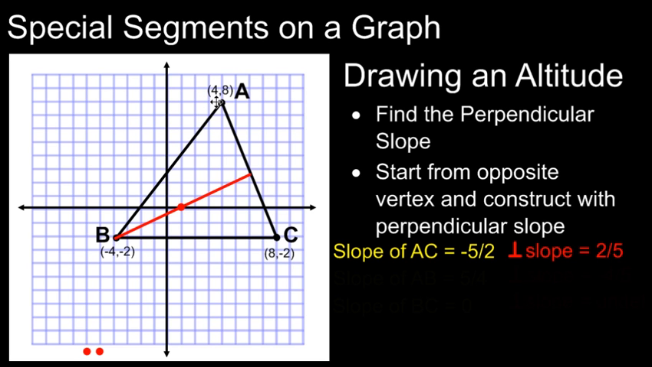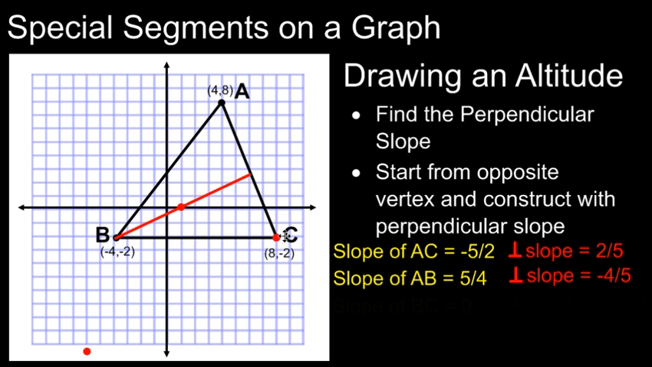So I went up 10 over 8, so my slope is 10 divided by 8, which reduces to 5 over 4. And then to get the perpendicular slope, we're going to take that number and do the opposite reciprocal, which gives me negative 4/5. So now what I'm going to do is I'm going to start at C, and this is going to be a little different because I'm going backwards.